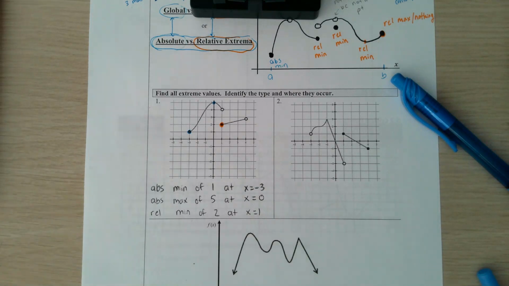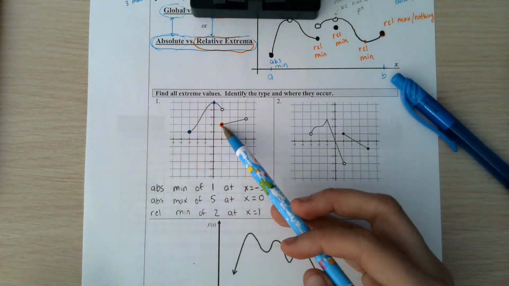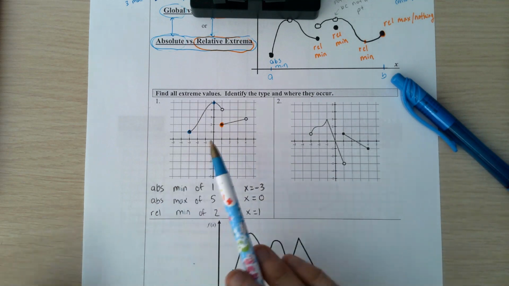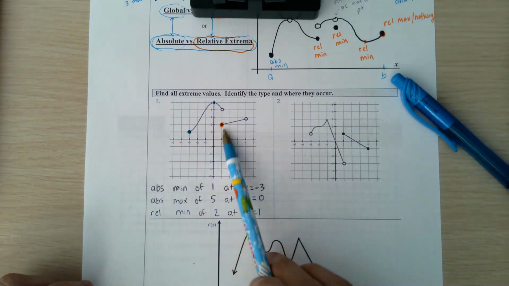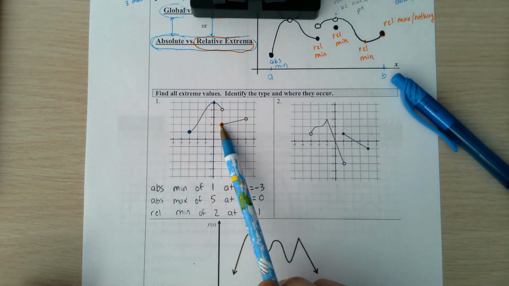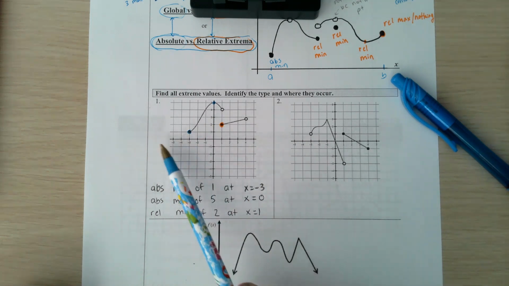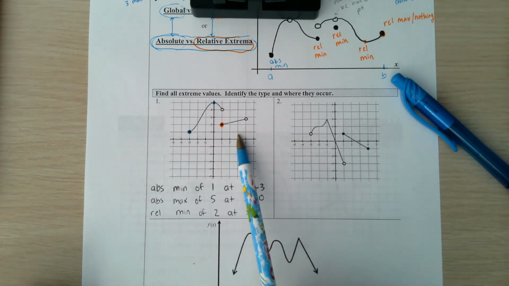Right, so pretty much when you're thinking of relative, you're thinking of relative to the points around it, right? So relative to the points around this guy, he's the lowest. If you think of racing, relative to his team, he's the slowest, but relative to every team, he might not be the slowest runner, right?